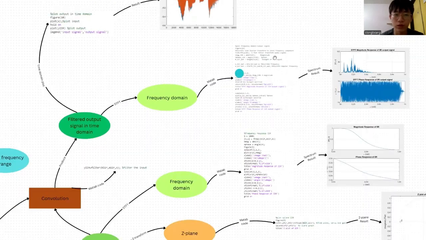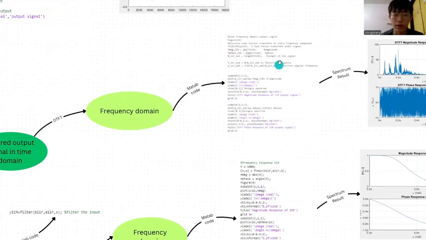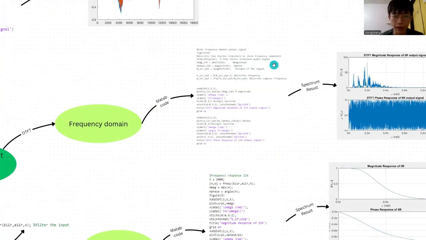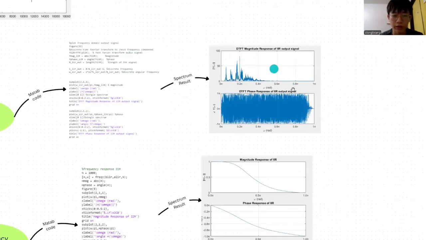Now we analyze the output in the frequency domain using the DTFT. We apply the FFT function, and the abs function gives us the magnitude. The angle function gives us the phase. N is the range of the signal, K is the discrete frequency, and W is the discrete angular frequency. To display this clearly, we plot the magnitude and phase of the frequency response using subplot. So this is the result for the magnitude and the phase spectrum.